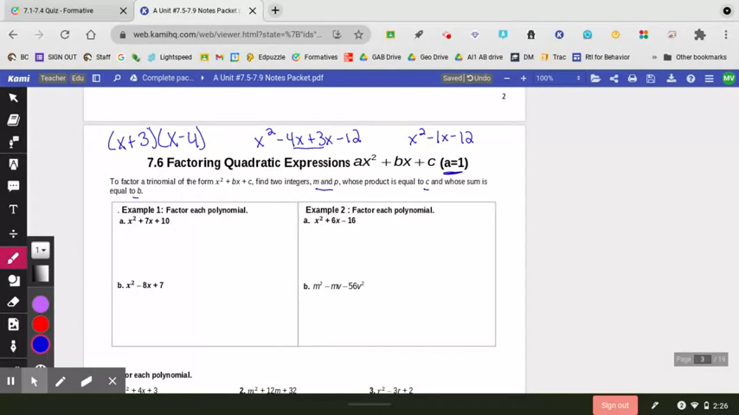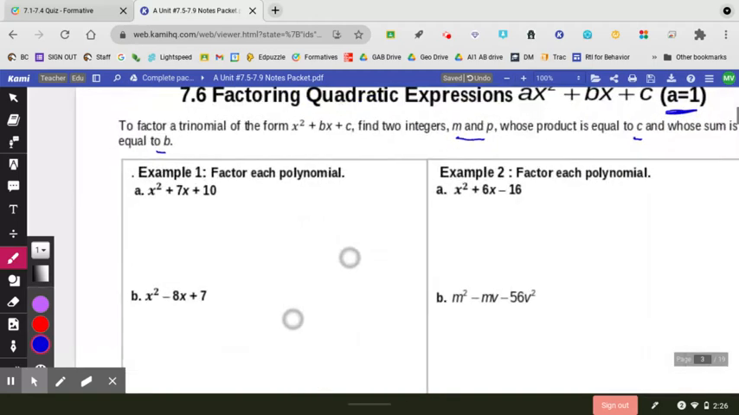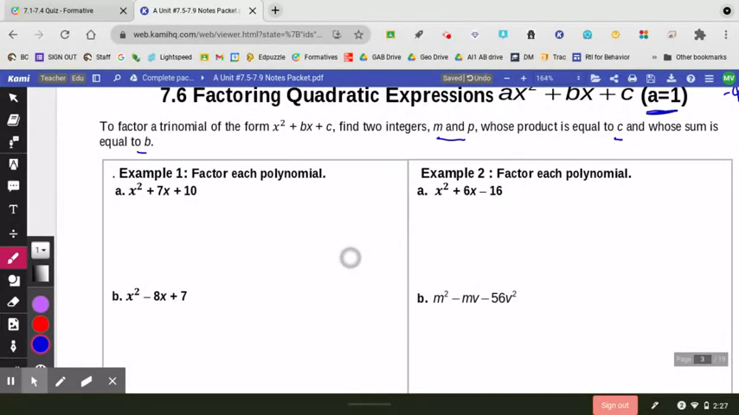So if we look back at our example, I would be looking at two numbers that multiply to be negative 12, but add to be negative 1. And those two numbers would be negative 4 and positive 3, which you can see are the second part of my binomials. So that's what we're doing. We're going backwards. So for number 1 in our example, it's x squared plus 7x plus 10.